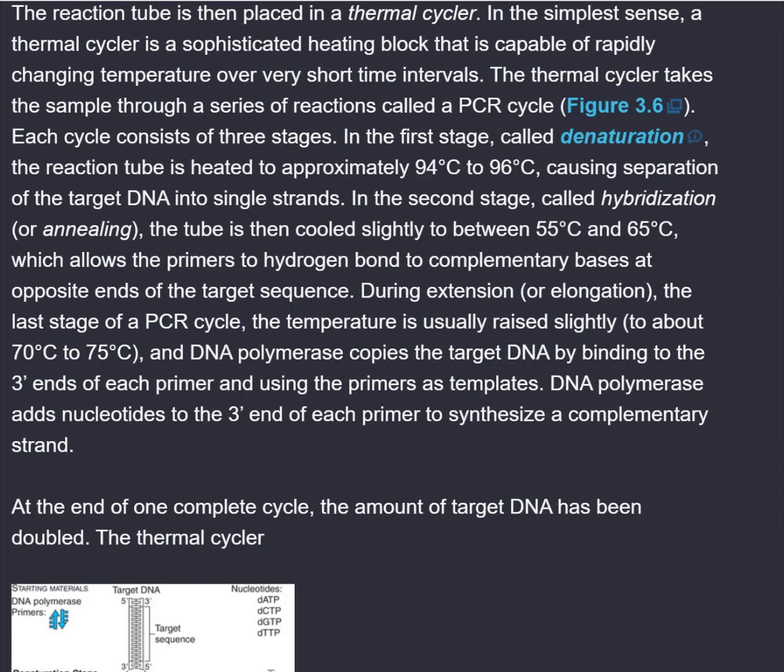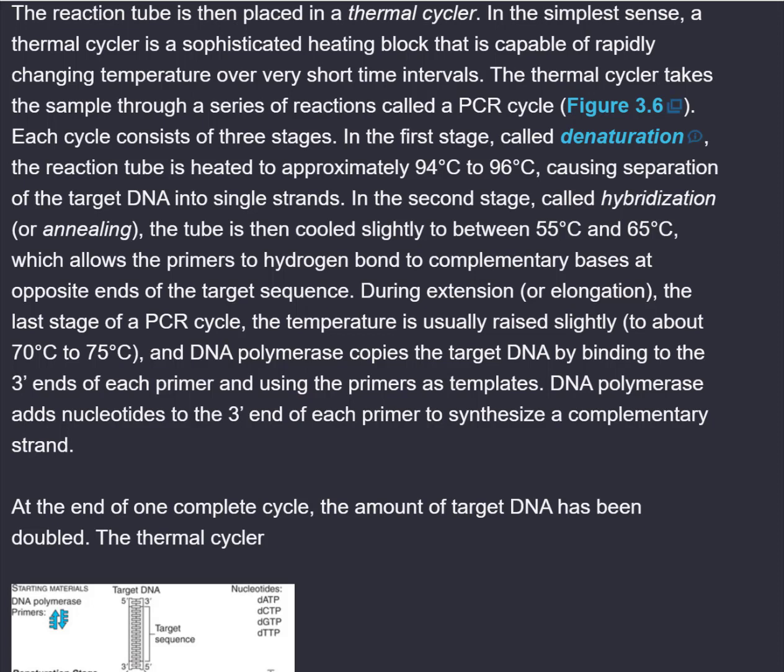The reaction tube is then placed in a thermal cycler. In the simplest sense, a thermal cycler is a sophisticated heating block that is capable of rapidly changing temperature over very short time intervals. The thermal cycler takes the sample through a series of reactions called a PCR cycle, figure 3.6. Each cycle consists of 3 stages. In the first stage, called denaturation, the reaction tube is heated to approximately 94 degrees Celsius to 96 degrees Celsius, causing separation of the target DNA into single strands.